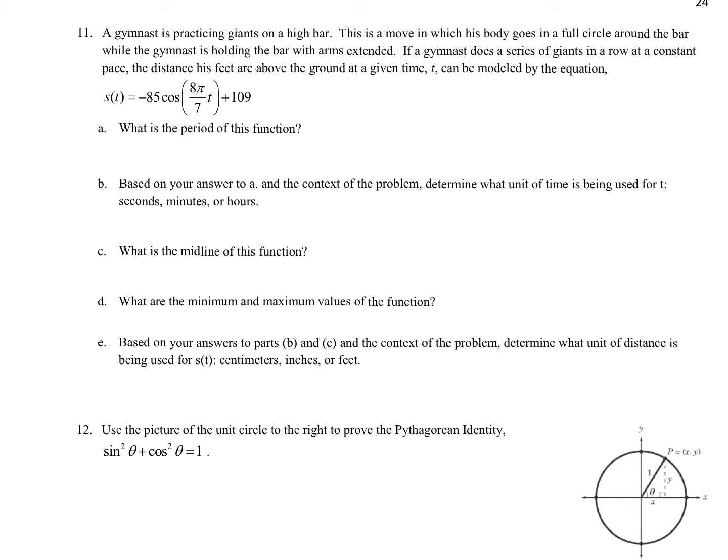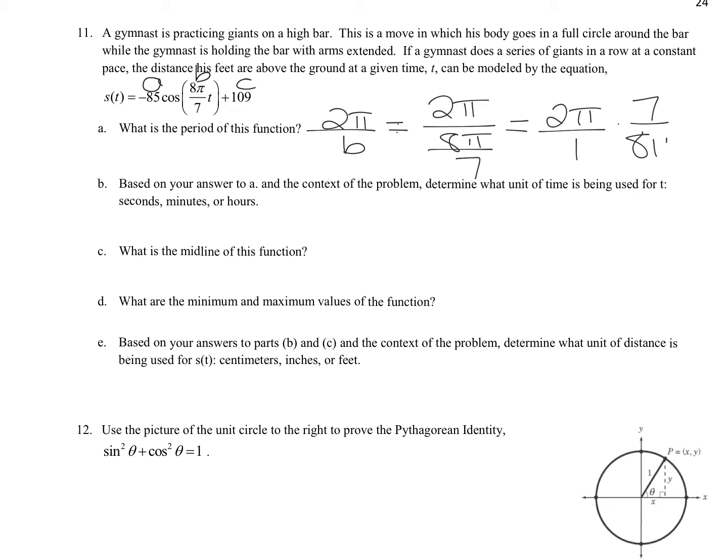So we're going to find period using the period formula. So this is A, B, and C in the formula: A cosine bx plus c, or bt plus c. Period is 2 pi over b, so that's going to give me 2 pi over 8 pi over 7. So that's 2 pi over 1 times 7 over 8 pi.